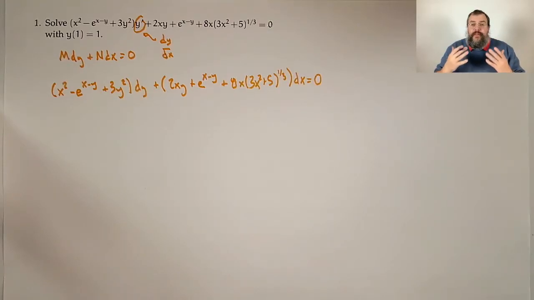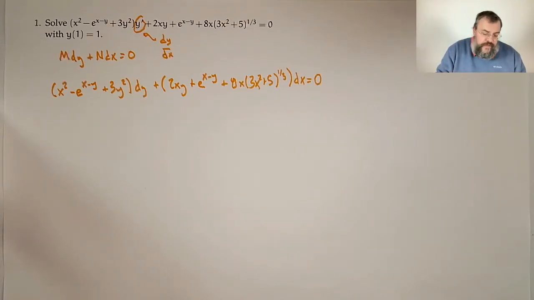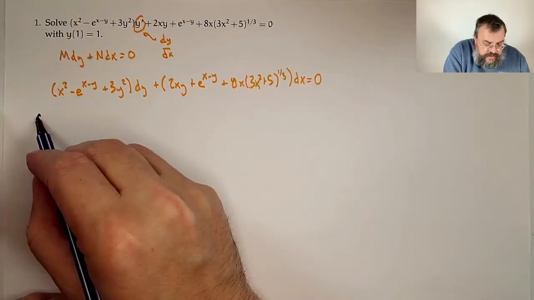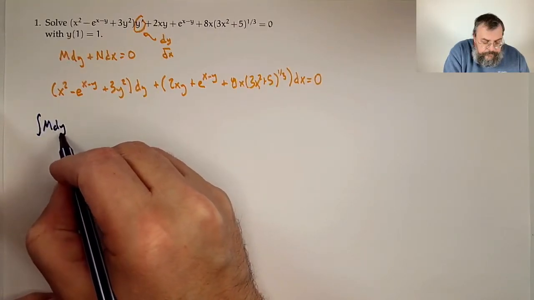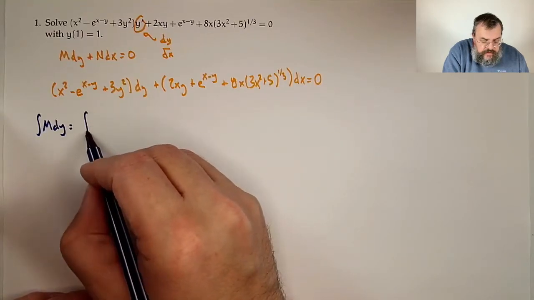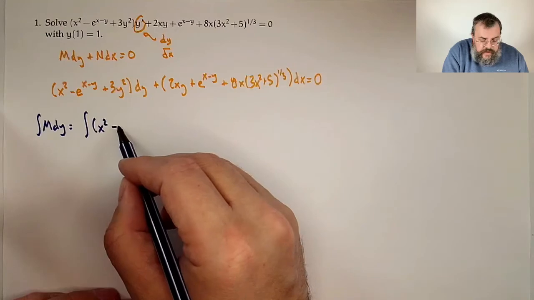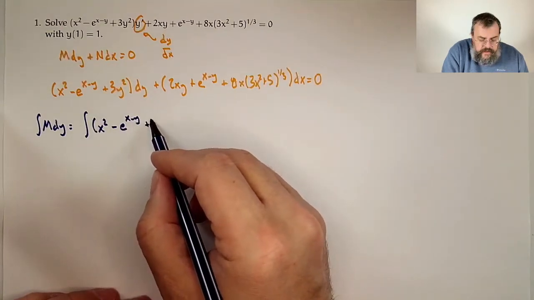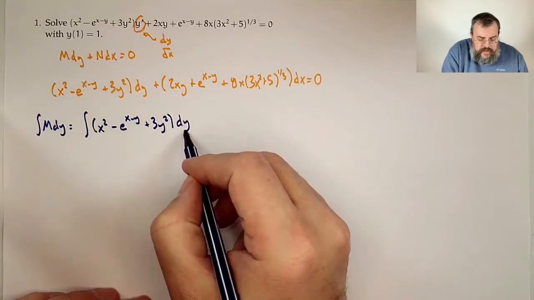So how does the process work? Well, the basic idea is we're looking for one function, and in essence, we have pieces of it, at least we have derivatives of it. Now, it's a function of two variables, so when we say we have pieces of it, that means we have two partial derivatives. So here's what we do. We say, okay, let's integrate m dy and see what that would be. So we're integrating x squared minus e to the x minus y plus 3y squared dy.